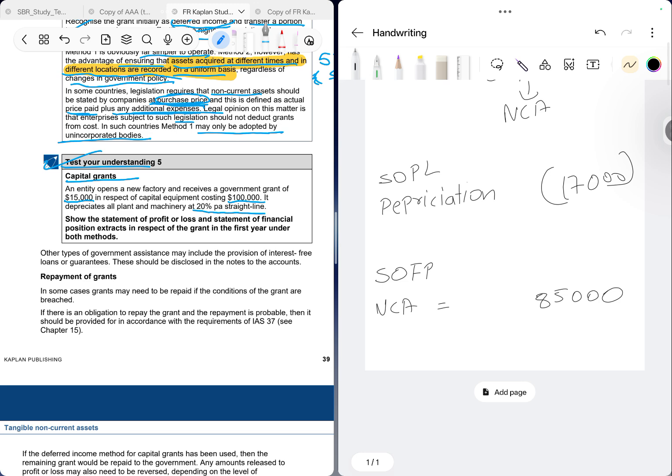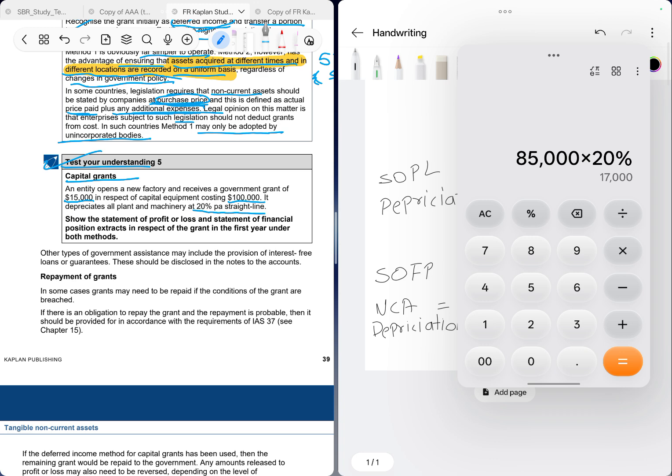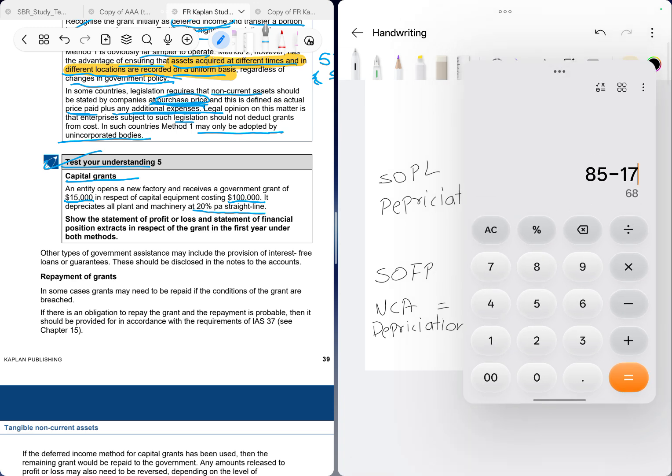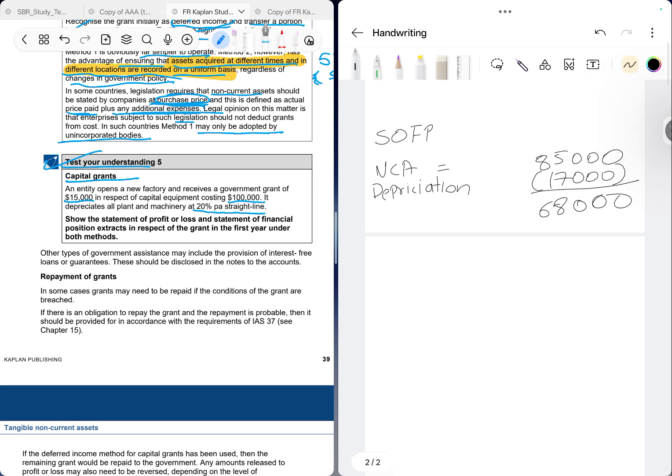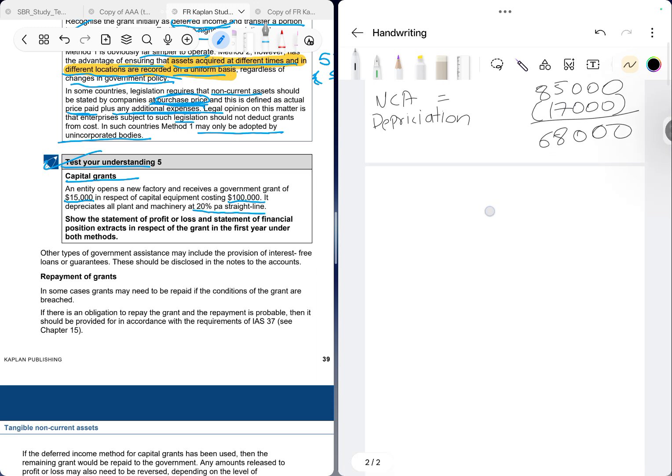So this makes our total non-current asset 68,000, if I'm correct. Let me just check again. 85 minus 17, 68,000. Yes. So this is very simple. We are done with method 1. This is all you have to do in method 1. Now method 2 can be quite tricky, but stay with me.